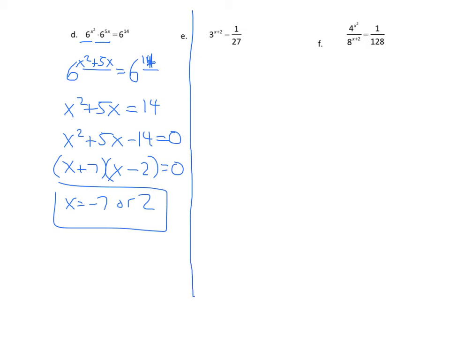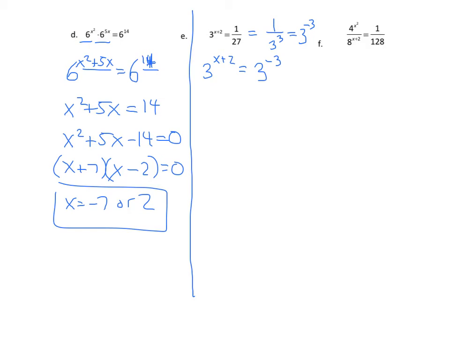In this next example, the base that I would probably like to use is 3. The left side already has 3 to some power, so I'm not going to do anything to the left side. On the right side, 1 over 27 is like 1 over 3 to the third. And I can move 3 to the third up to the top and make that a negative exponent. So that's actually 3 to the negative 3. So I'm going to replace 1 over 27 with 3 to the negative 3.